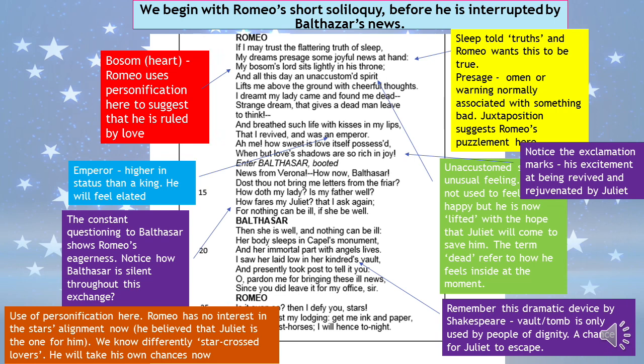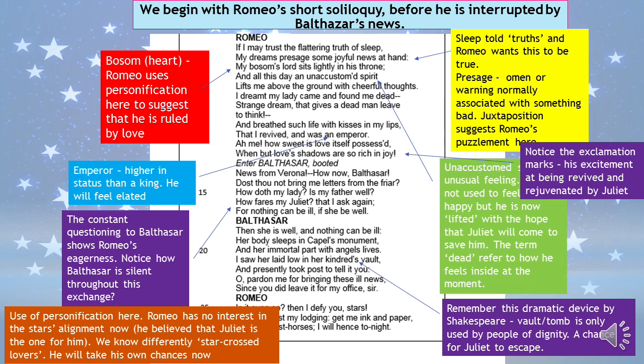And also, when Romeo, right at the bottom here, I've not done a little arrow for it, says, "I defy you stars." This idea of personification is used quite a lot with Shakespeare and in Romeo and Juliet. And the idea that they're controlled by fate, they're controlled by love, they're controlled by the stars. So here personification has been used again, but Romeo's got no interest in the stars' alignment now.